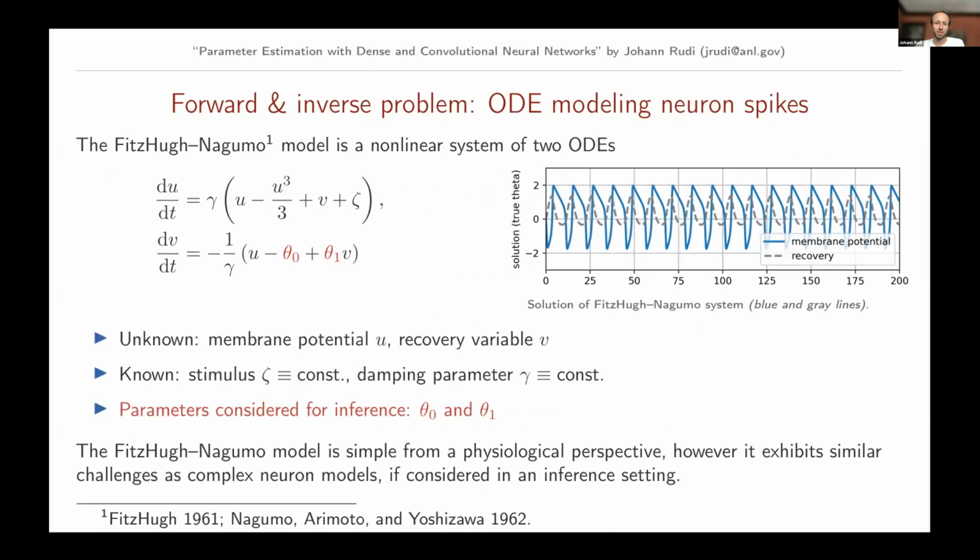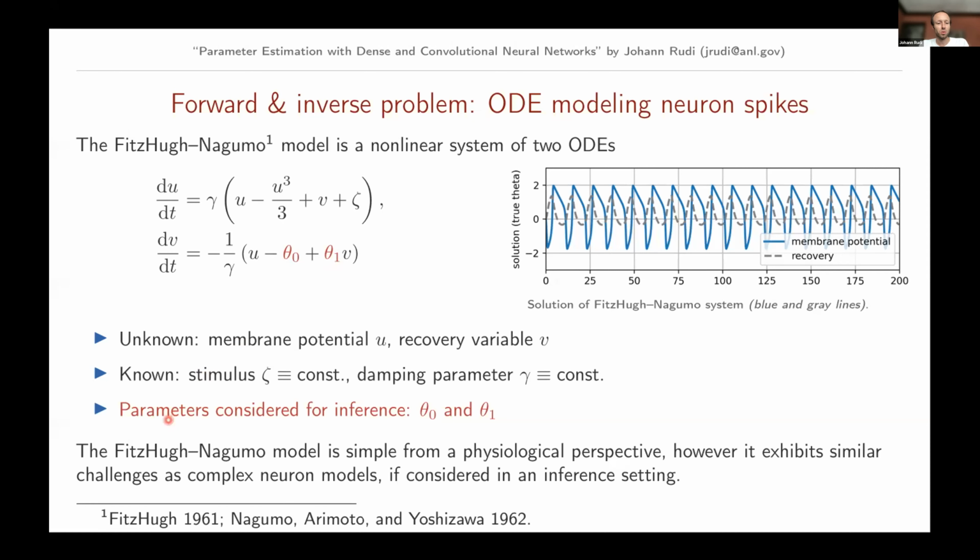So I want to consider an ODE model for spiking neurons. And this is a fairly simple and concise model. The important variables here are the membrane potential, denoted by U, and then gamma and zeta are fixed constants, and the 2 parameters that I'm interested in for creating an inverse problem afterwards are θ0 and θ1. Here's an example output of what these spiking neurons might look like. So blue is the membrane potential.